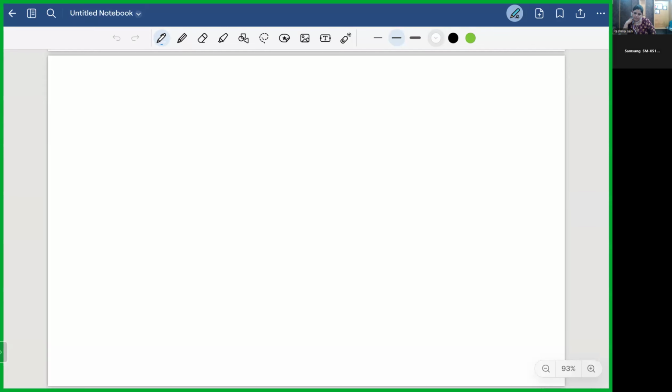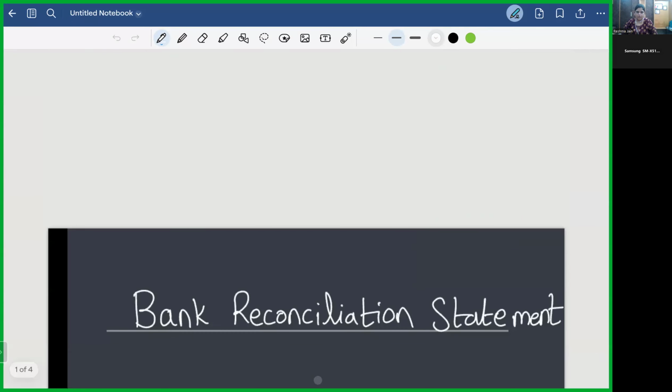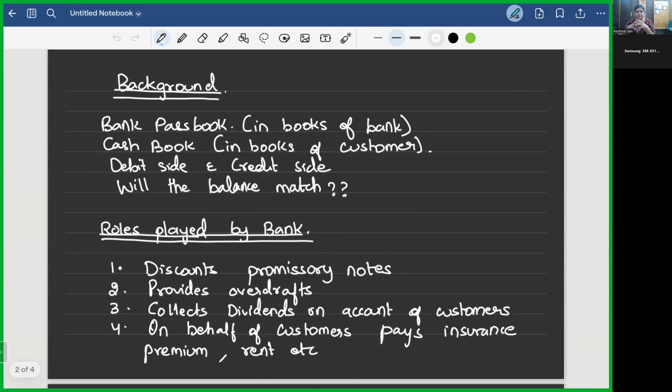Okay, so we are going to take the Bank Reconciliation Statement chapter. Before proceeding to this chapter, let us have an understanding of certain terms, like what is a bank passbook and what is a cash book. By passbook and cash book, what do we mean?